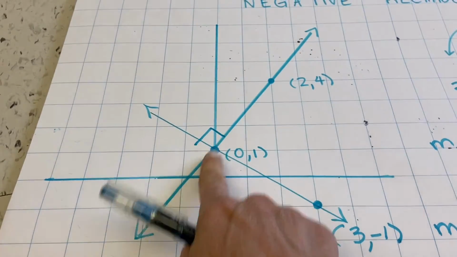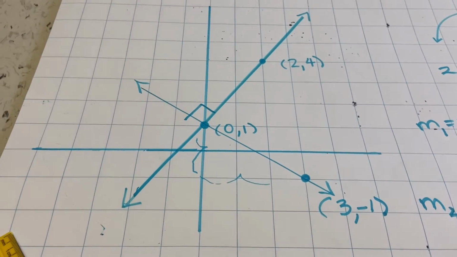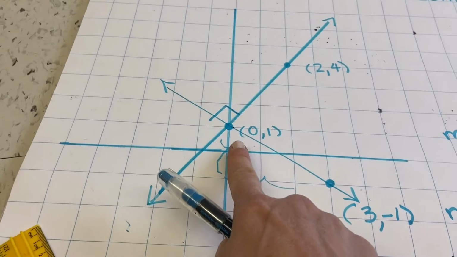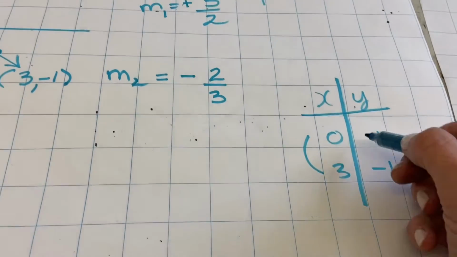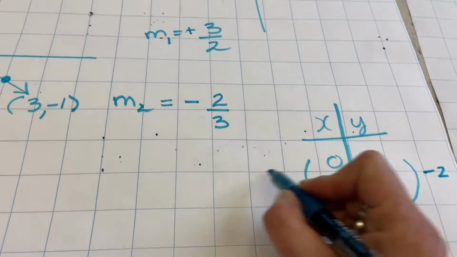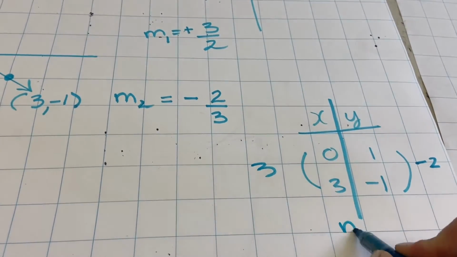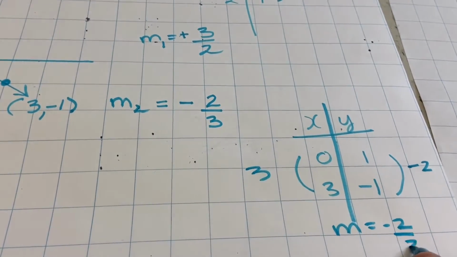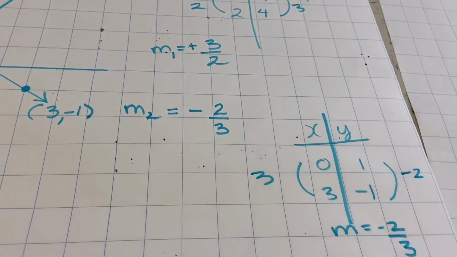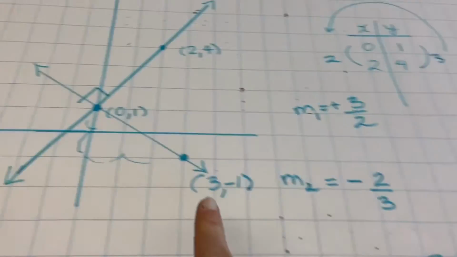And perpendicular means they form a 90 degree angle. So let's just look again. If I made a table from 0, 1 to 3, negative 1, this is going down 2, this is going up 3, so my slope is negative 2 over 3. So the slopes are perpendicular to each other.